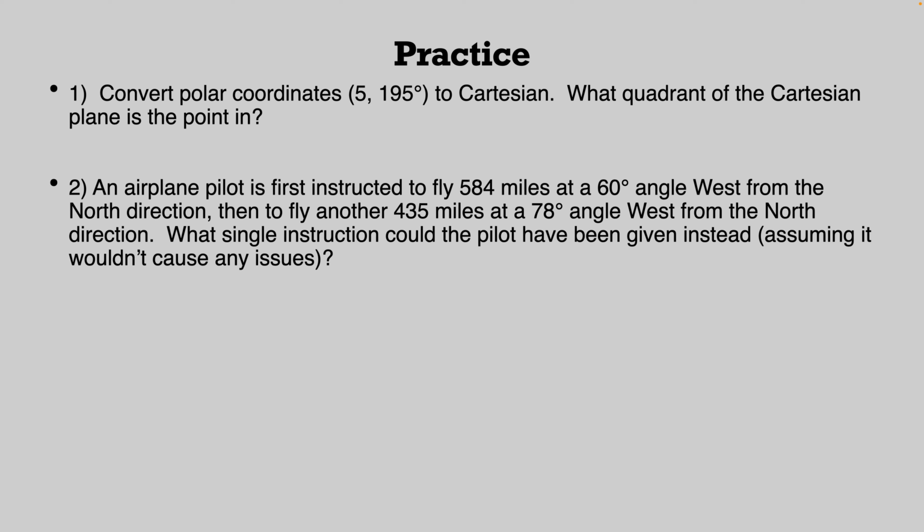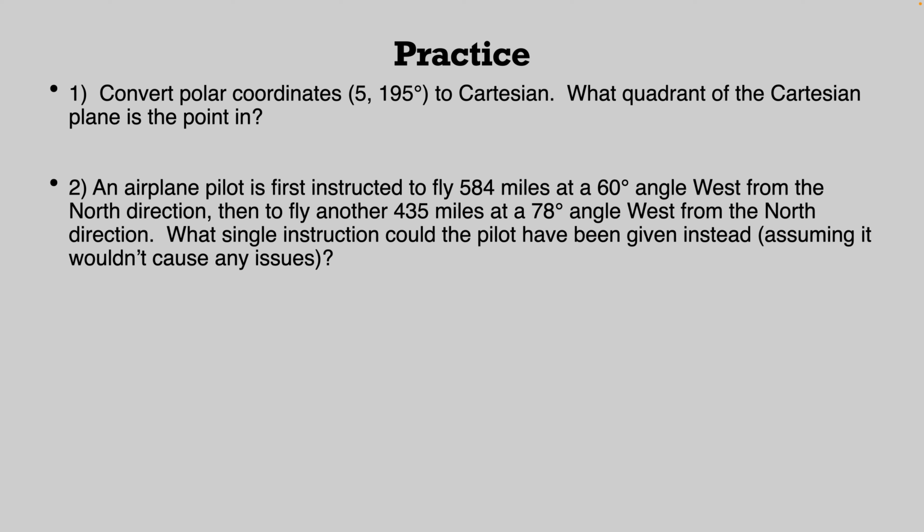It's about an airplane pilot basically being given two instructions here that are like polar coordinates, and trying to condense that down to a single instruction that the pilot could have been given instead, assuming it wouldn't cause any issues, of course. So I'm going to start showing the solutions to these here in a second. So if you'd like to solve them on your own and then compare with mine, now would be the time to do that, because we will start looking at the solutions in 3, 2, and 1.